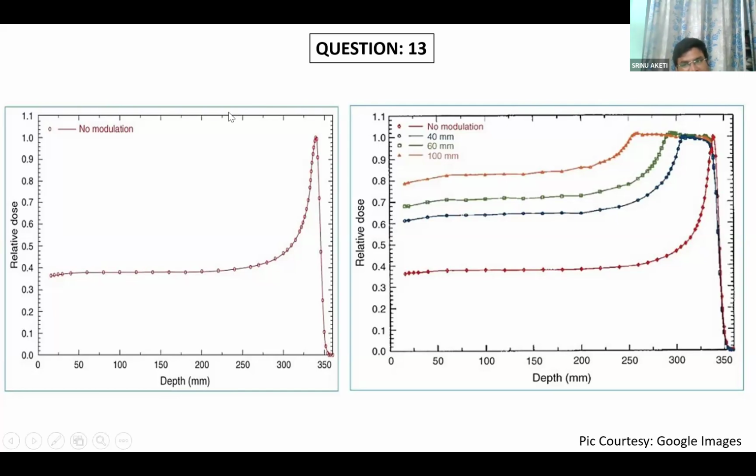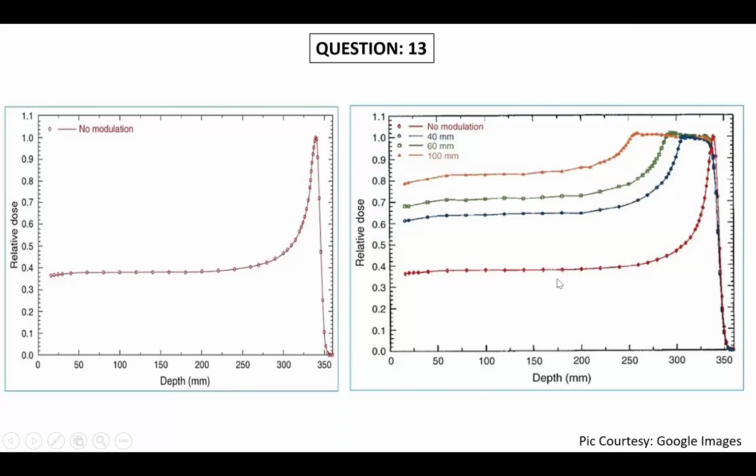By using energy degraders, they will reduce the energy. For example, consider it is 250. Next they will make it 240, 230, 220. This way they will spread out this. Why do you want to spread it out? The tumor is not a point. It has some size, so the entire size should get a uniform dose. By degrading the energy, they will get a uniform dose over the tumor depth. Am I right? Yes, sir.